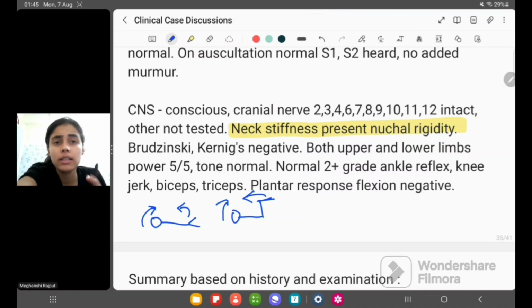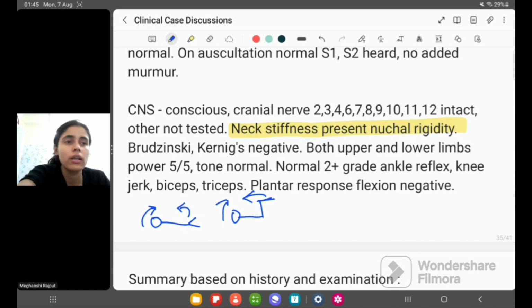Here they are negative, but still, it is difficult to perform in a child, but it is doable. Still, if they are negative, we cannot rule out meningitis here because the neck stiffness is present. So we would be performing CSF examination, but we need to check if the ICT is raised, as we cannot do a lumbar puncture then. For motor examinations, we don't check much of the sensory examination in children because it is difficult to elicit, but we can check for the motor.